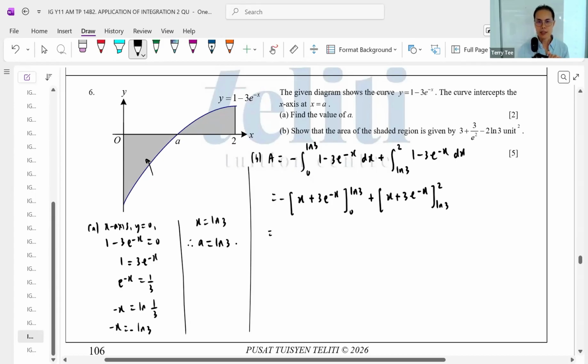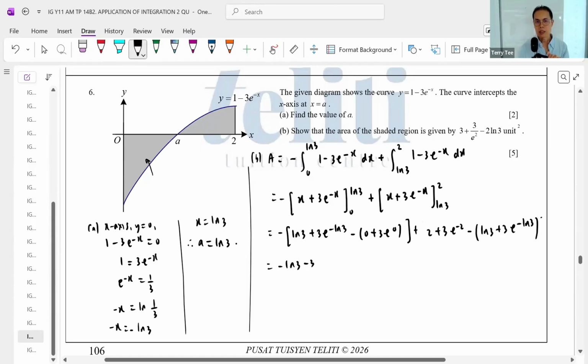Let us substitute inside. This is ln 3 plus 3e minus ln 3, minus 0 plus 3e power 0. Okay, keep adding. 2 plus 3e minus 2, minus ln 3 plus 3e minus ln 3. Very long, huh? Okay, actually the second one, no need to put bracket. I don't want to put this bracket. Leave it up. First part, I need to put a negative and a bracket. So this is minus ln 3.